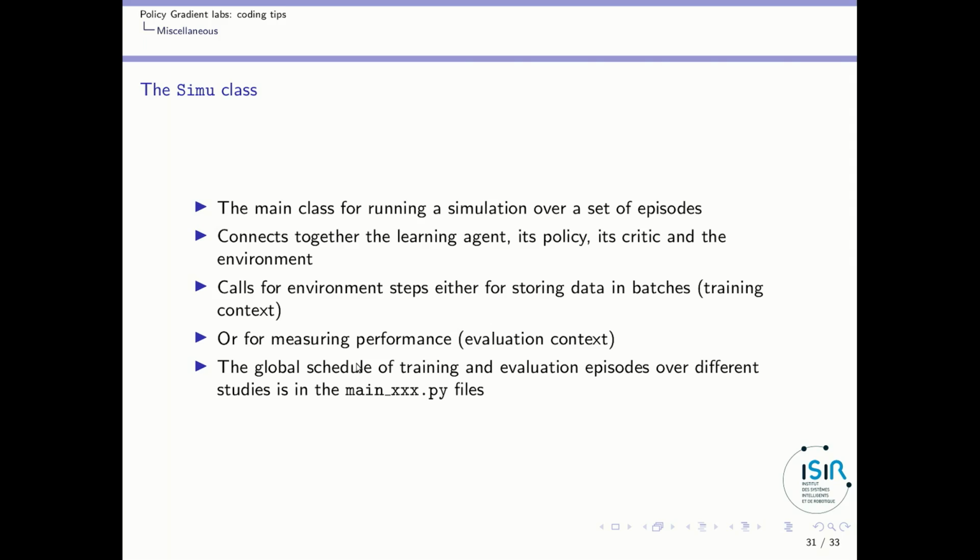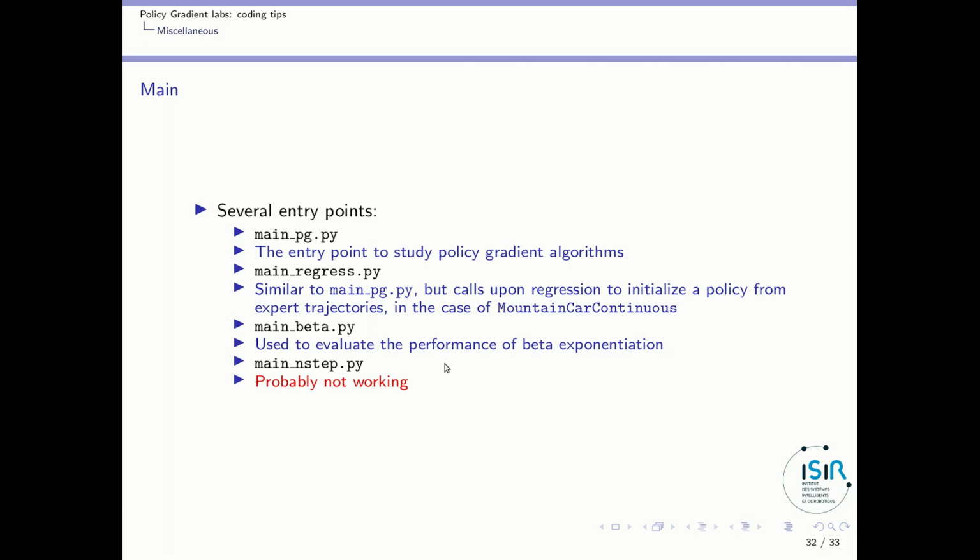And then the global schedule of using this simulation class and evaluation episodes, etc., over different studies is in the main PG, main beta, main etc. files. Okay, so that's in the main files, the schedule itself. So those main functions, you have 4 of them. The main policy gradient is the one that you should use for your labs by default. Okay, that's the entry point to study policy gradient algorithms.